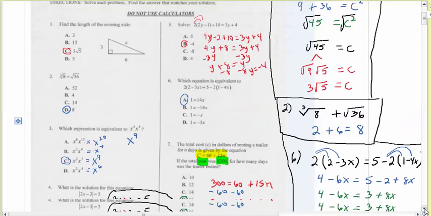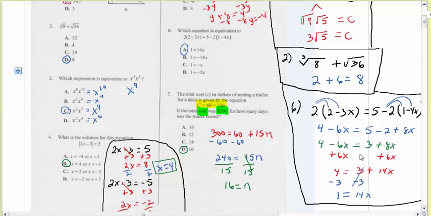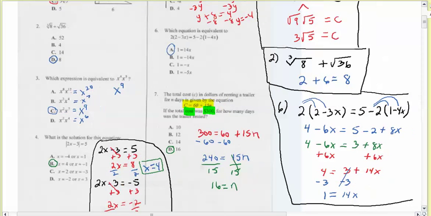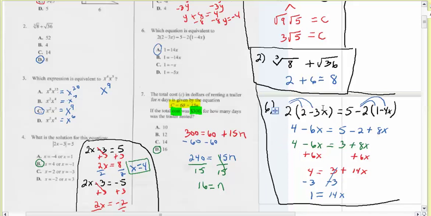Let's scroll down and find the work for number 6. Okay, we're just doing distributive property. And then remember, order of operations is multiplication, division, then addition, subtraction. So I'm going to multiply first. I multiplied, and I got 4 minus 6x, and I keep the 5, and I get negative 2 plus 4x. Then I move all the x's to the right side and all the numbers to the other, and I get 1 is equal to 14x.